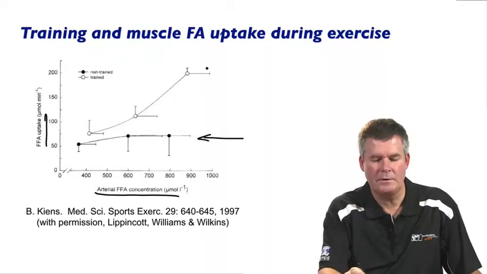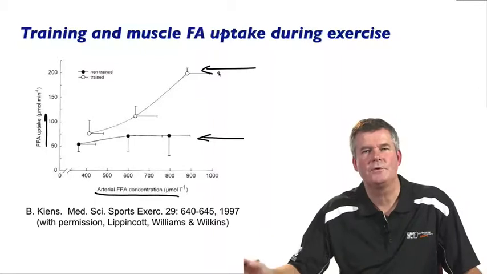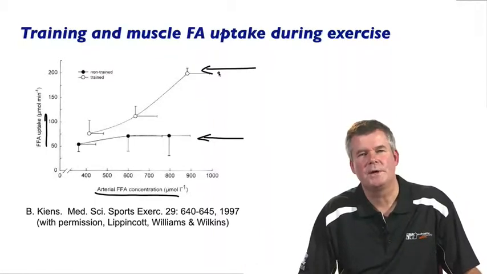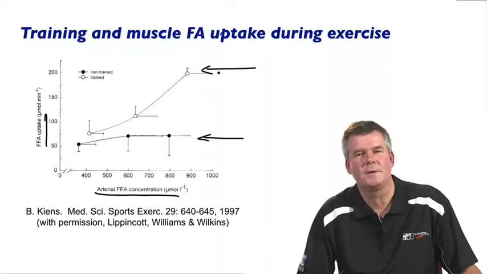In contrast, when you look at the trained muscle, you can see the increase in free fatty acid uptake with an increase in free fatty acid concentration. And it's thought that this reflects the training-induced increases in these transport proteins within skeletal muscle, together with an increase in mitochondrial oxidative capacity and an increase in HAD and the beta oxidative capacity. This will drive fatty acid uptake into the contracting muscle.